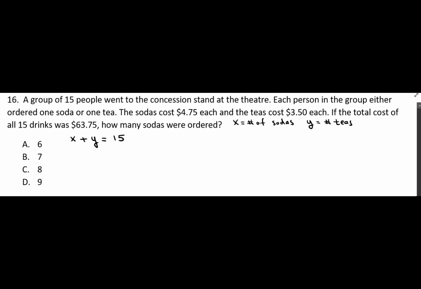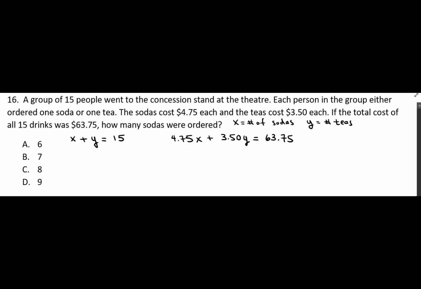The sodas cost $4.75. So if you multiply $4.75 times the number of sodas ordered, and then multiply $3.50 times the number of teas ordered, and add them together, that should give you the total cost of the entire order, which is $63.75. So now we have a system of two equations, and we're going to solve this by substitution.